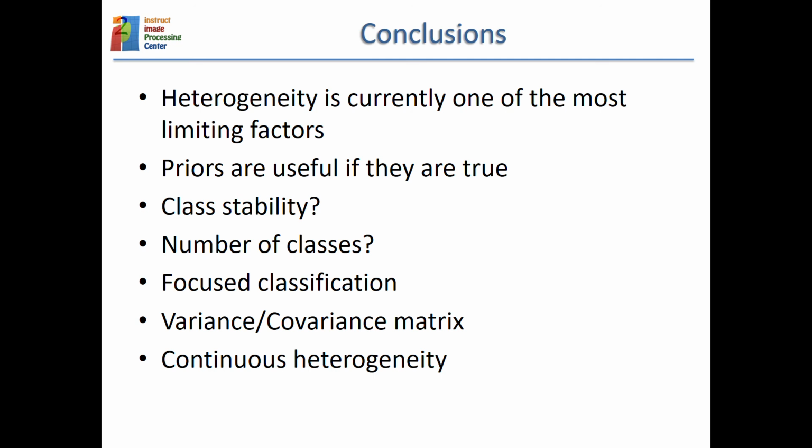And we have already seen this focus classification. That is a very good way of making the analysis of only one part of the macromolecule. We have been talking about the variance and covariance matrices that are nice ideas for helping you to concentrate on different areas. And we have also been talking about the continuous heterogeneity. So this would be all for this talk, and see you in the next one.